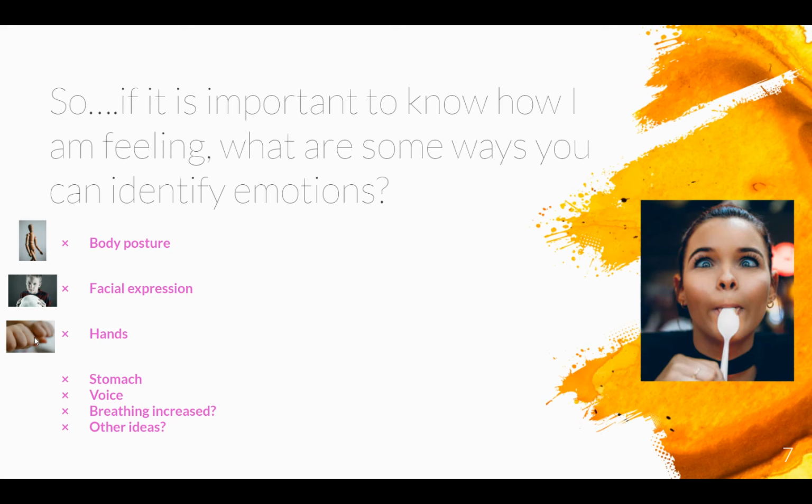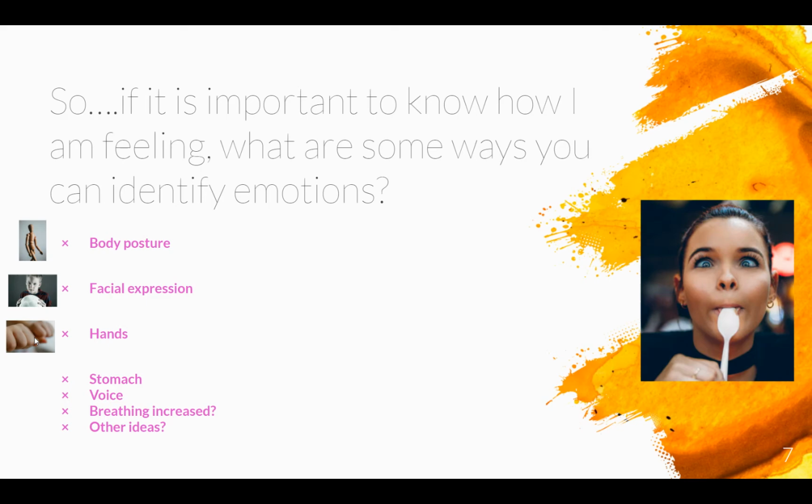So maybe when we're really excited and we're at a football game or we're yelling for the other team, we know we're excited because we're yelling. So that's another way we can identify emotions. We can also identify emotions by our breathing.